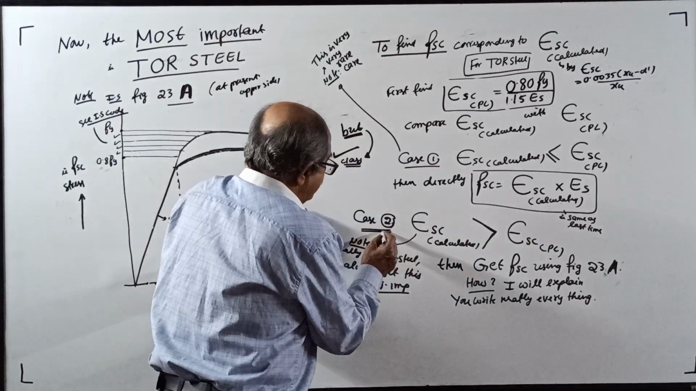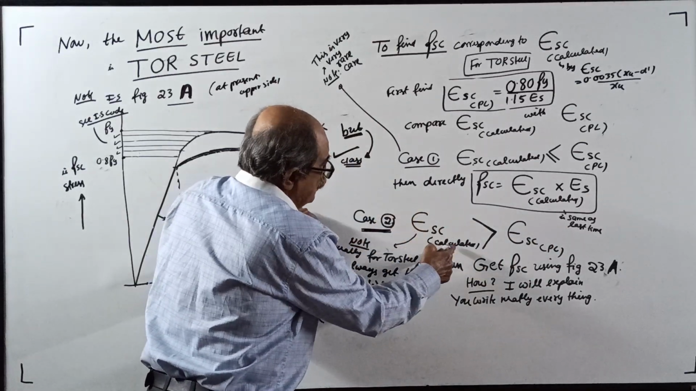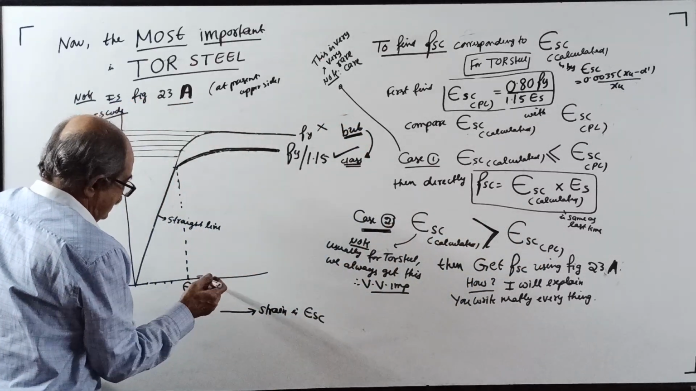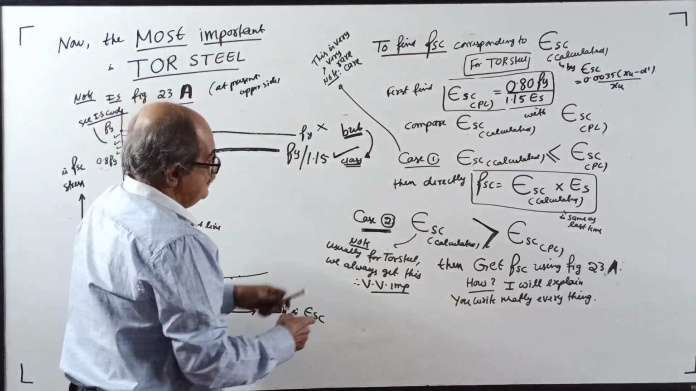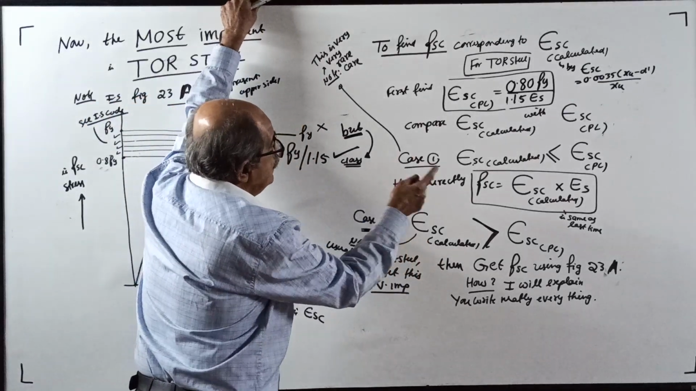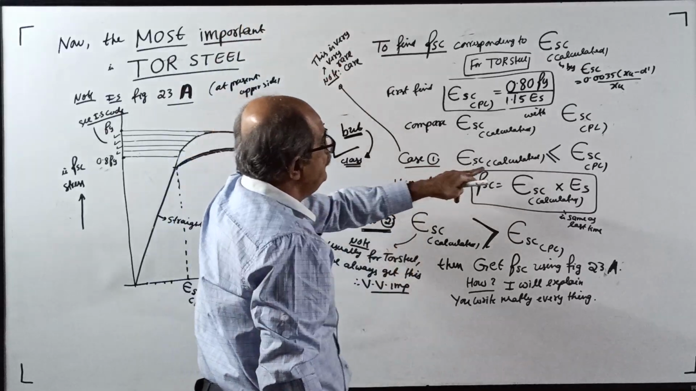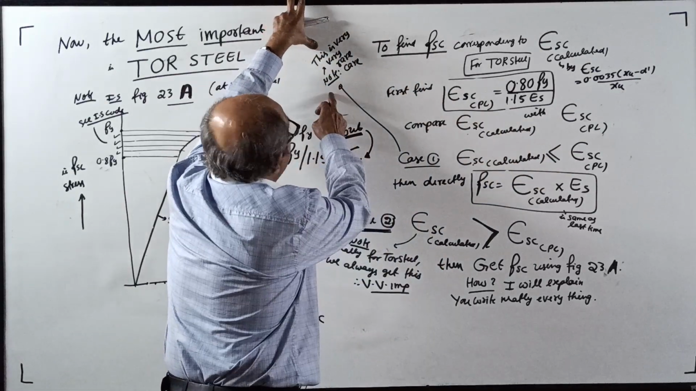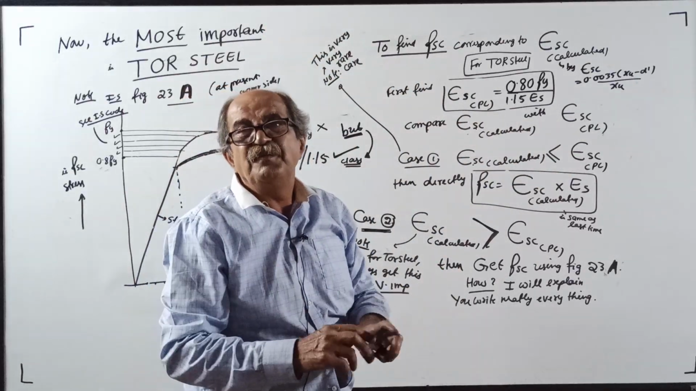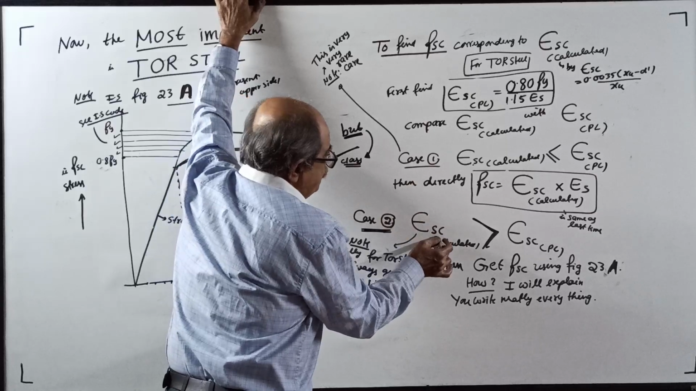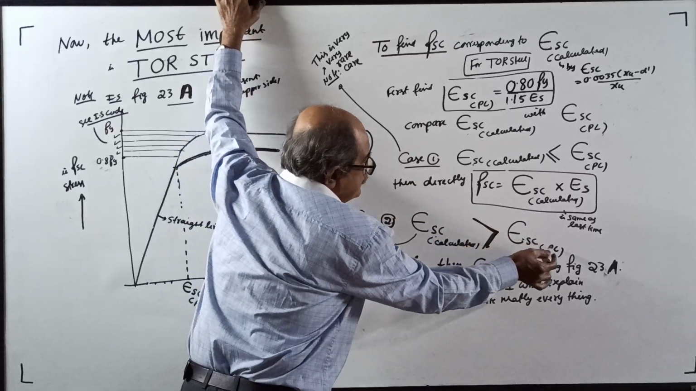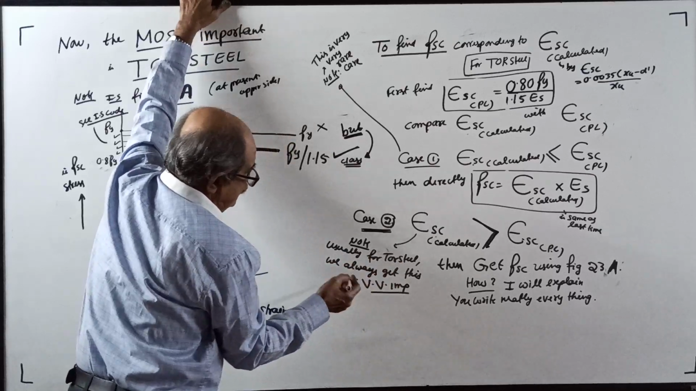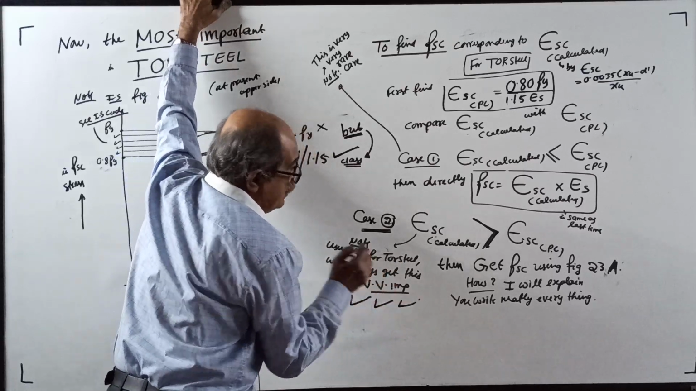But case 2, you should be careful. Case 2, epsilon SC calculated is more than epsilon SC PL, which means you are somewhere here. One note: the case of epsilon SC calculated being less than epsilon SC PL is a very, very rare case. It never comes. When epsilon SC calculated is more than epsilon SC PL, it is usually for torque steel, we always get this case. Therefore, very, very, very important.